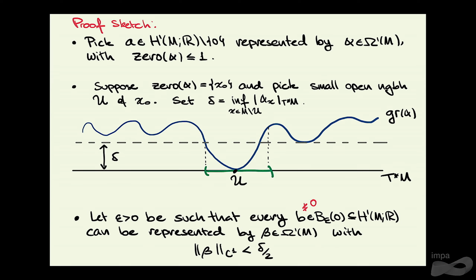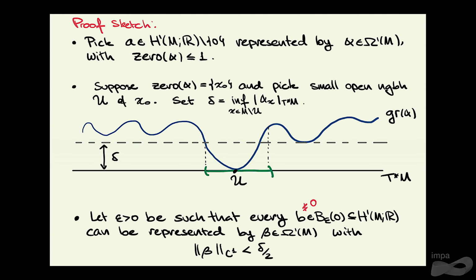Now, for a sufficiently small epsilon, you can represent classes in an epsilon neighborhood of the origin, in terms of the fixed norm that we have in H upper 1, by closed one forms whose C1 norm is less than delta over 2. So basically I'm saying that if you go very close to the origin, you can represent each class by a representative whose graph is going to look something like this, with a small C1 norm, small compared to this delta here.